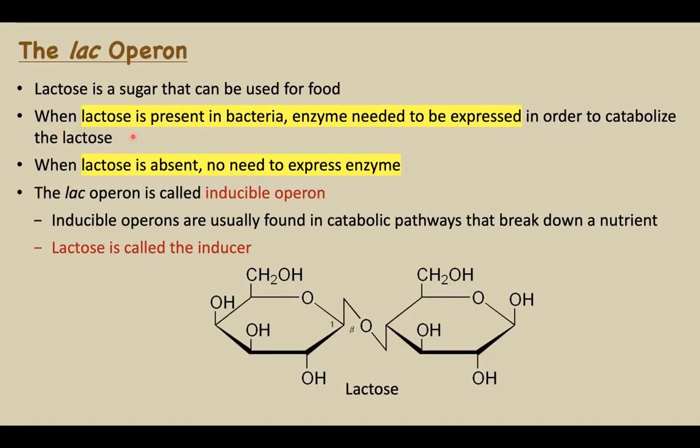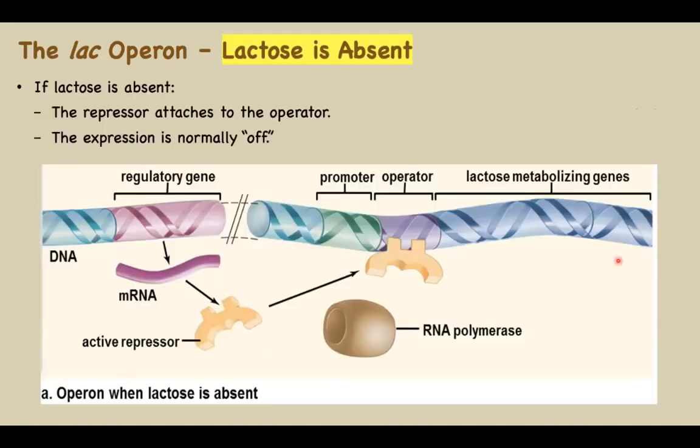Okay, so when lactose is present in the bacteria, enzymes needed to be expressed in order to catabolize the lactose. When lactose is absent, there is no need to express the enzyme. Okay, tak ada. When lactose is absent, there is no transcription. When lactose is present, enzymes needed to be expressed. Okay. So the lac-operon is an inducible operon. The lactose, we call it as the inducer, inducible operon. So inducible operons are usually found in catabolic pathways that break down a nutrient. Okay. Alright, so kita tengok what happens when lactose is absent and lactose is present.